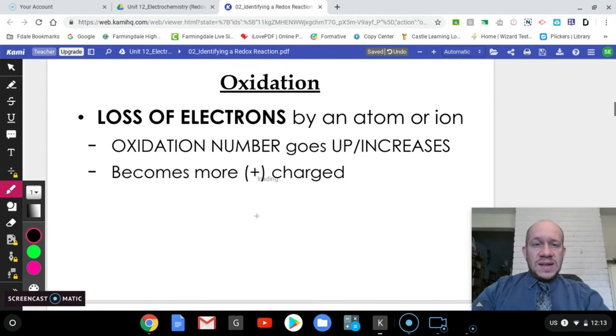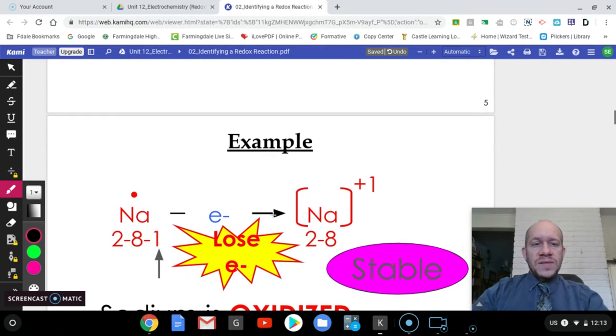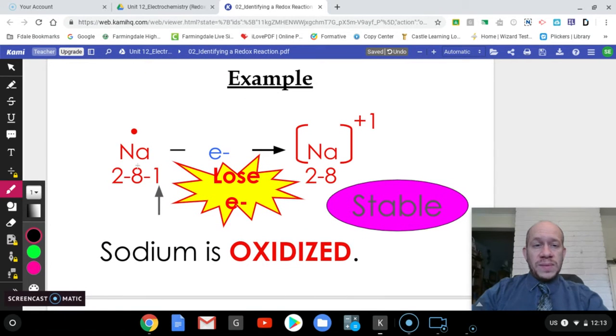Oxidation is defined as the loss of electrons by an atom or ion. The oxidation number goes up or increases. This means it becomes more positively charged because we are losing electrons. For example, sodium in the ground state has one valence electron. When I lose that electron, I become a sodium ion, which now is a stable 2-8 that looks just like neon. So because I lost an electron, sodium has been oxidized.